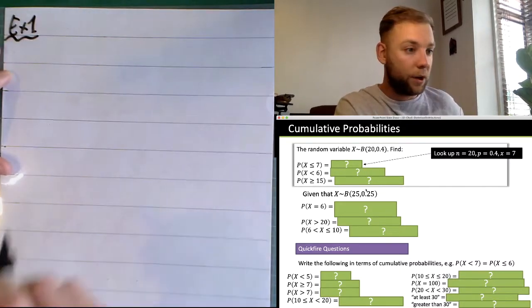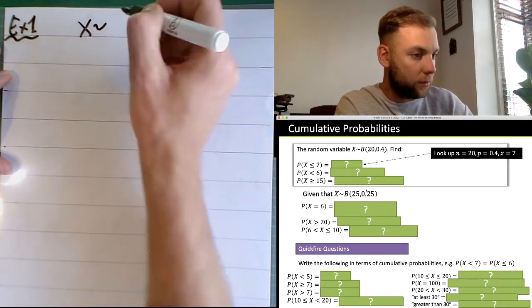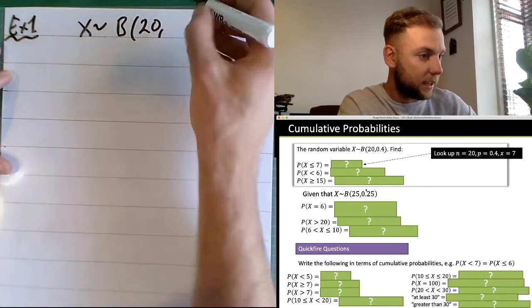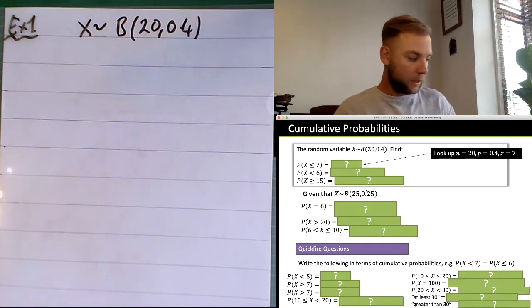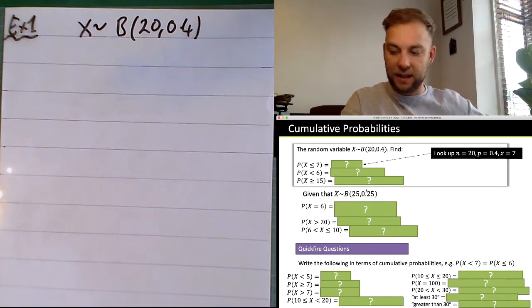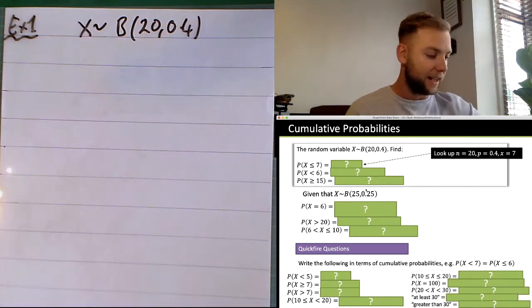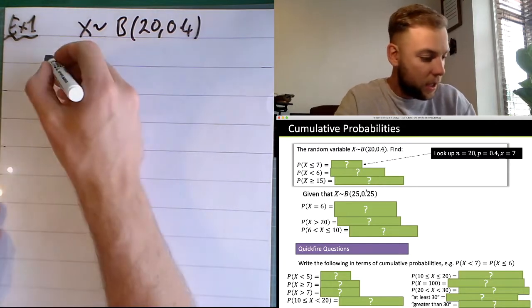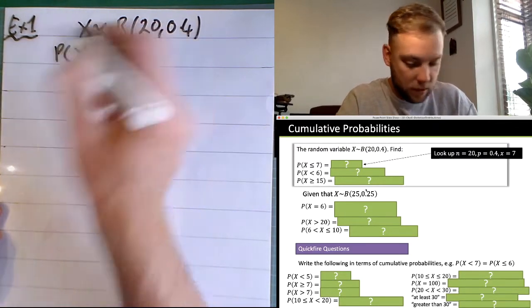Okay, we're going to be doing x is a random variable which follows a binomial distribution with a sample size of 20 and a probability of 0.4. Brilliant. So the next thing we need to do is it's saying what's the probability of it being less than or equal to 7. Well, we can just put this straight in our calculator. So this one here, the probability that x is less than or equal to 7.